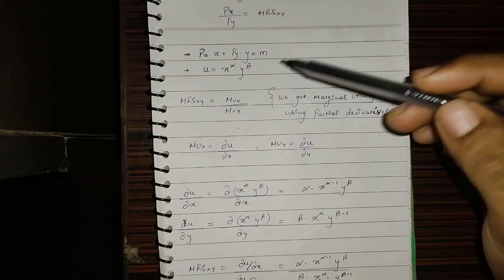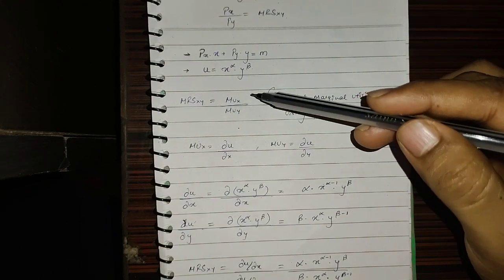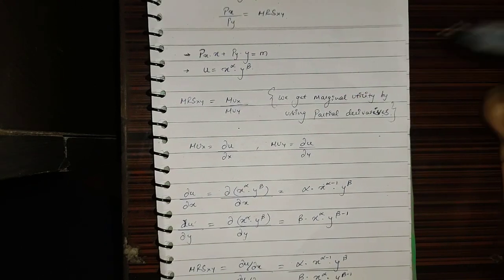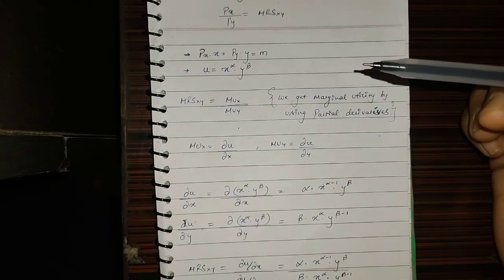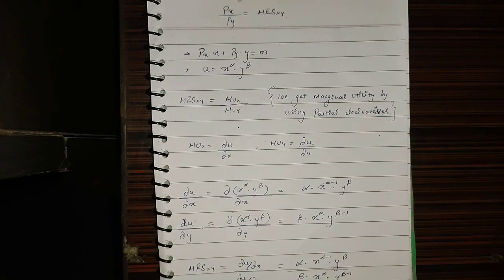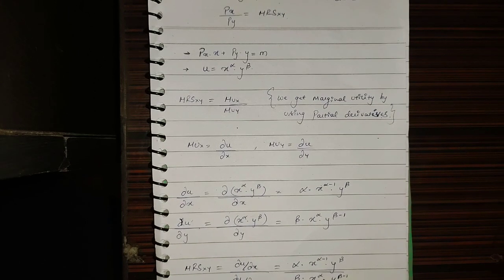The numerator is the marginal utility of X and the denominator is the marginal utility of Y. Marginal utility, as I have already said, is the additional utility or the additional satisfaction that a consumer is getting when he consumes one more unit of the good.